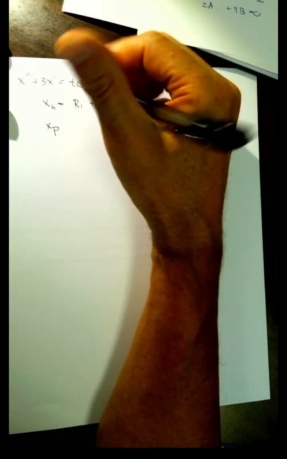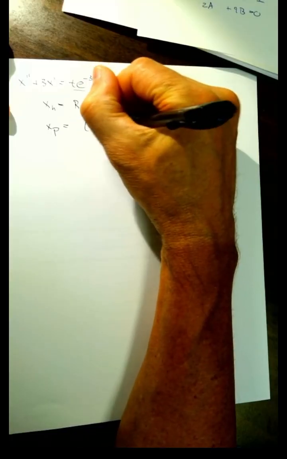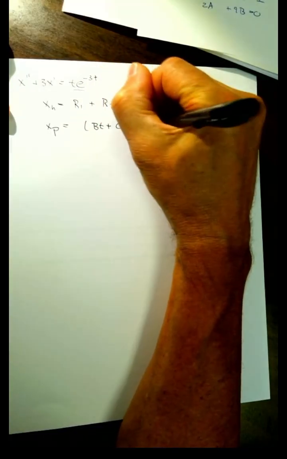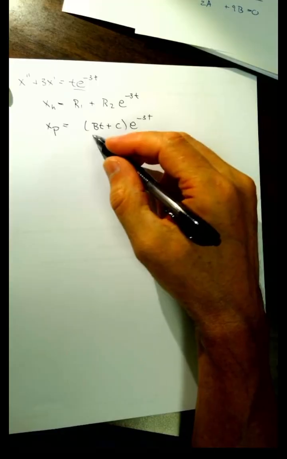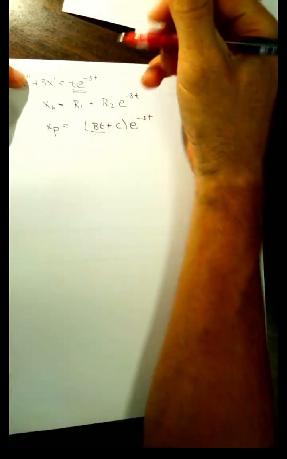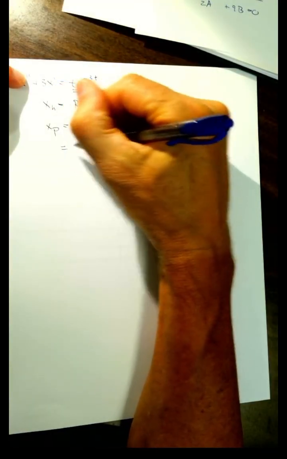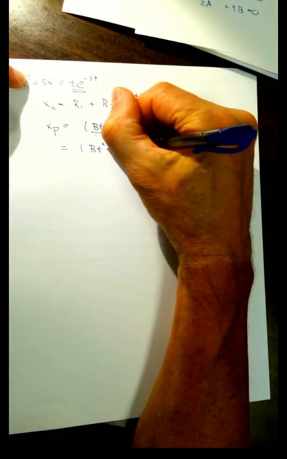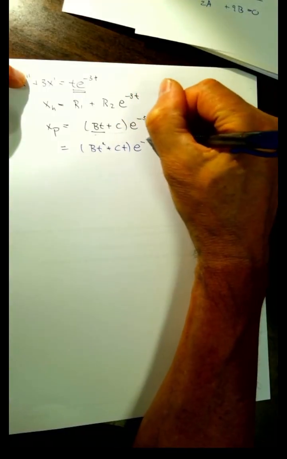If I were to guess a particular solution, because of this, I would guess bt plus c e to the minus 3t. Right, because I have a polynomial of degree 1, and this is a general polynomial of degree 1 times the exponential. Notice this coincides with that, so I have to multiply the whole thing by t, which means that my particular solution that I'm going to guess looks like that.